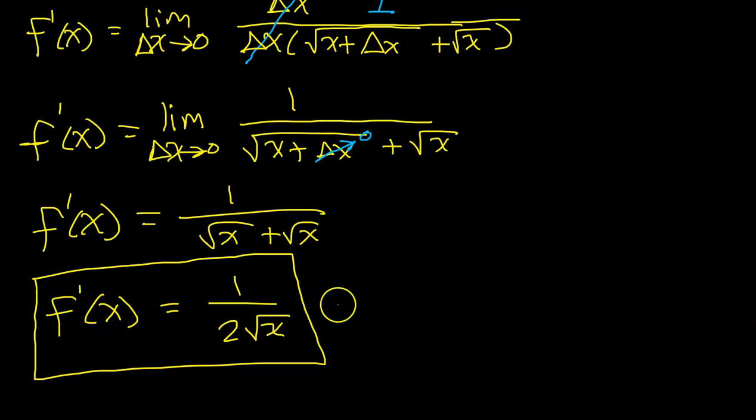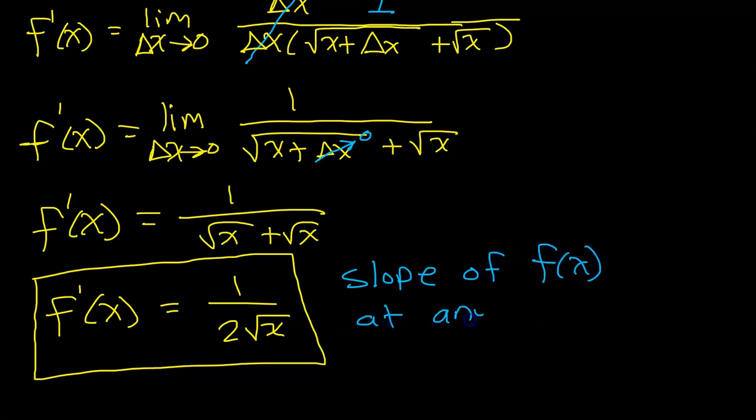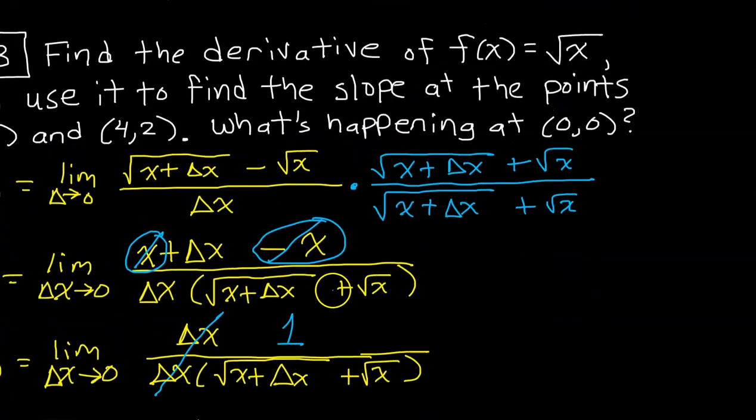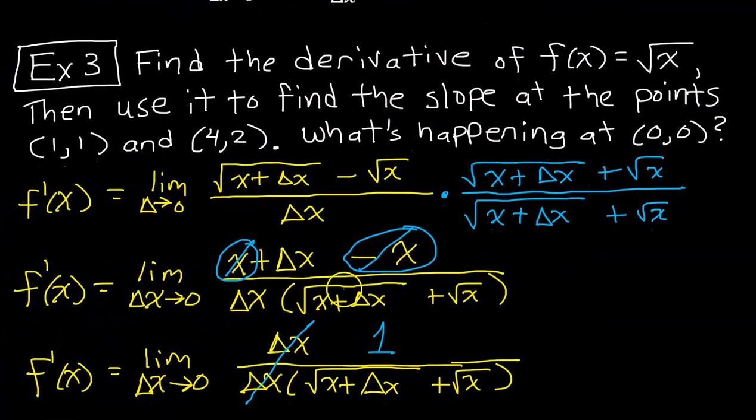Do not forget what this means. This is a formula for the slope of a curve at a point. This is the slope of f of x at any x. All right, that's what we found. So we're going to use this formula to answer the other questions.